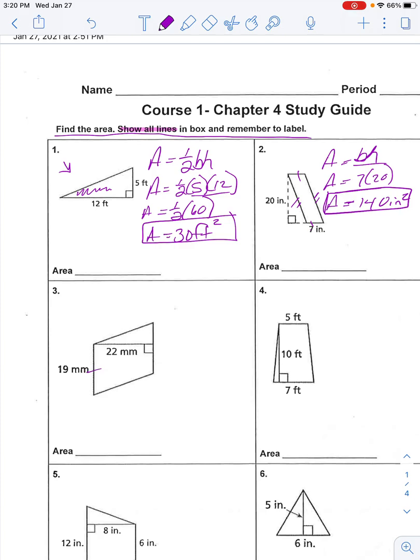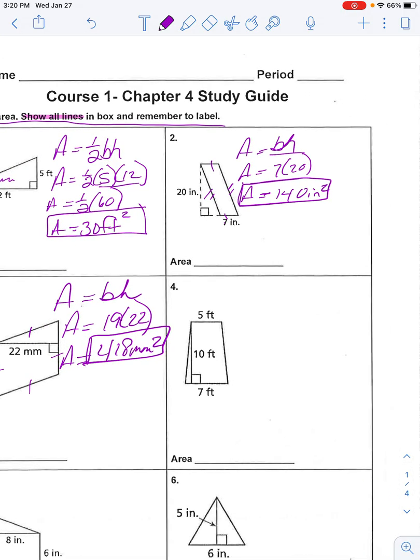Number 3, what is that shape? It is also a parallelogram. Those two sides are parallel, those two sides are parallel. So I should see area equals base times height. Then I should see your substitution. Then I should see some work. 19 times 22. You should have got 418 when you solved this on your own yesterday, millimeters squared.